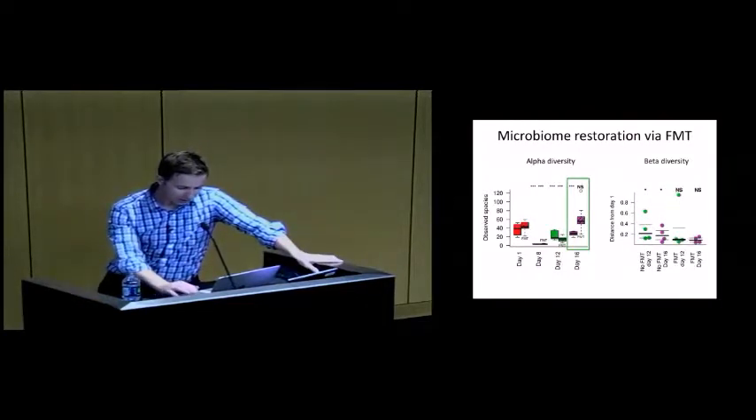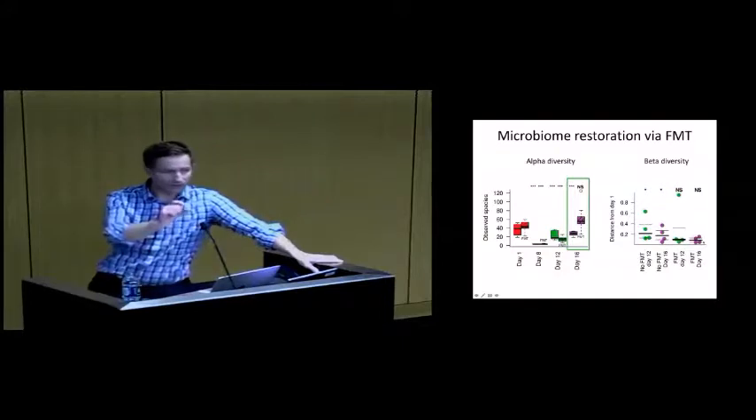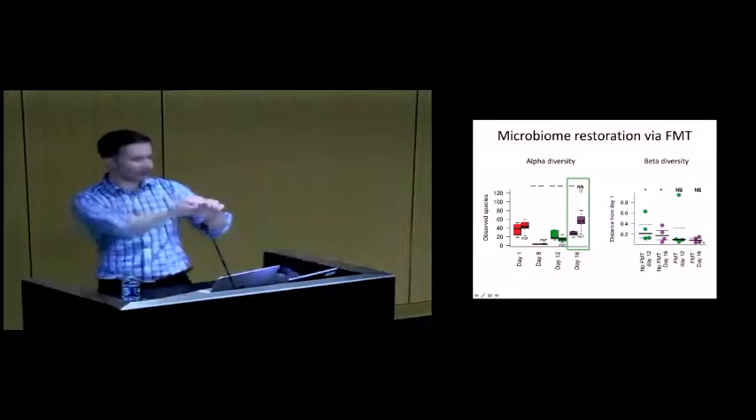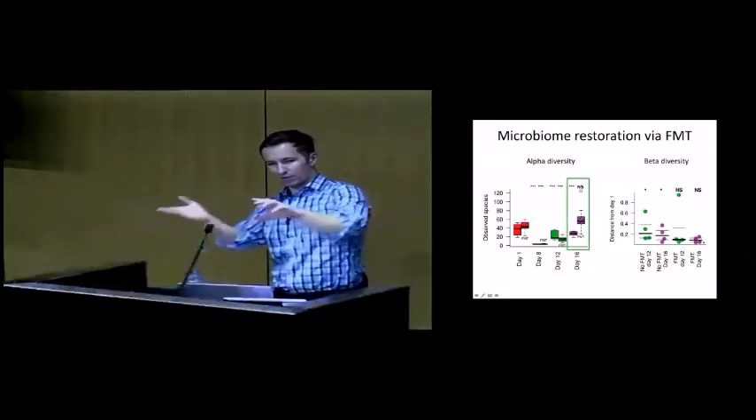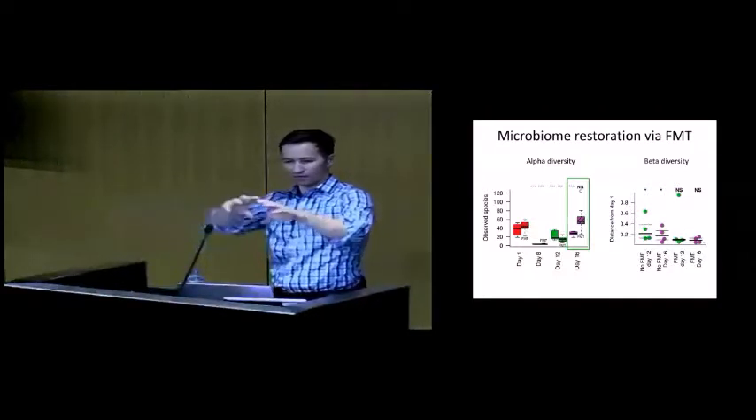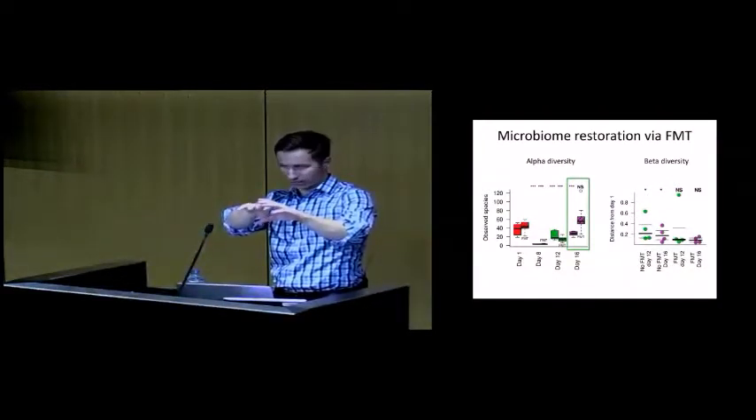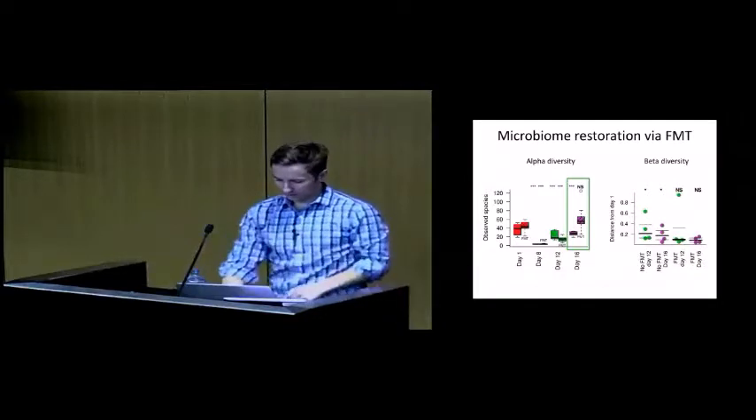When we give the mice FMT, then we find that by day 16, they're no longer significantly changed from their baseline microbiome. So they've kind of moved away in microbiome space during the treatment, but the FMT helped them move back to a similar ecological state.